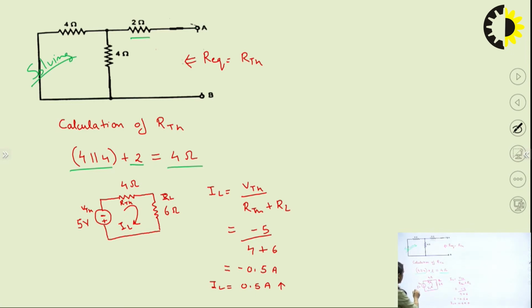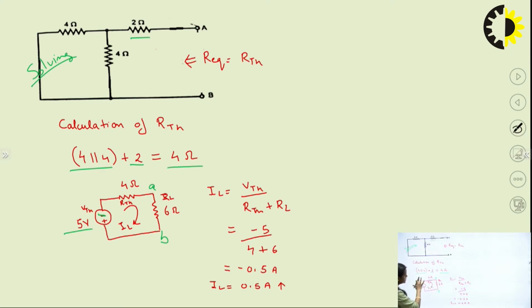So now we know the value of VTH, that is 5 volt, and this is terminal A and this is terminal B. As we are writing terminal A, we know that A is negative with respect to B. So here this is a very important thing. You will put minus sign here and you will put plus sign here, right? So when you are making the Thevenin equivalent circuit, here you have to see that this will be the negative and this will be the positive.